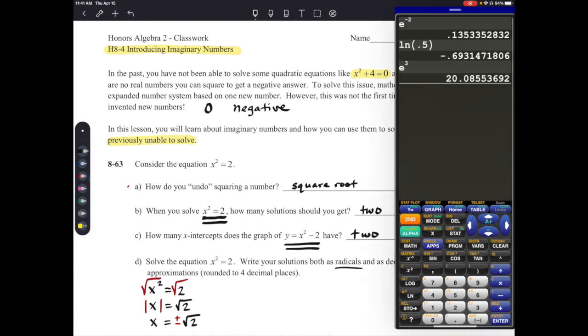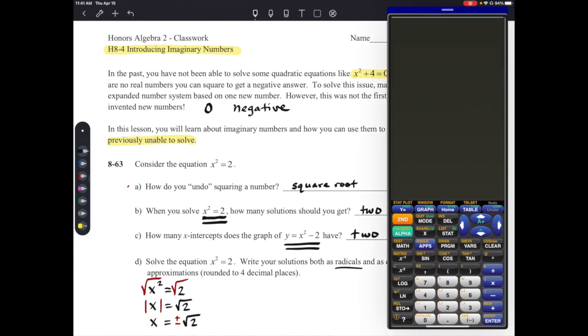Now let's look at our answer as a decimal approximation. Let's do the square root of 2. Let's go second square root of 2. And we get 1.4142. It says rounded to 4 decimal places. So we'll say x is approximately 1.4142. And x also would be approximately negative 1.4142. Or you could write plus or minus in front, either way.